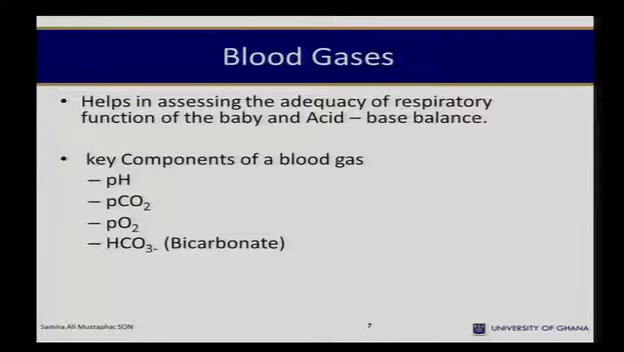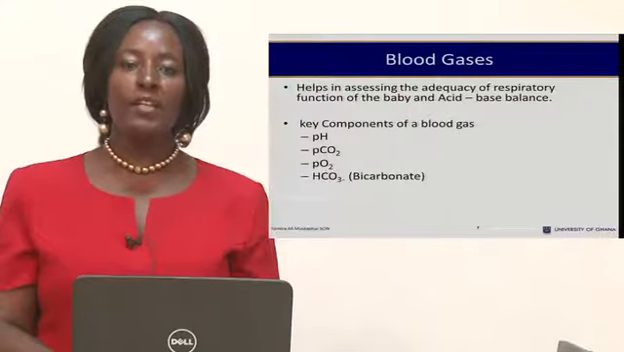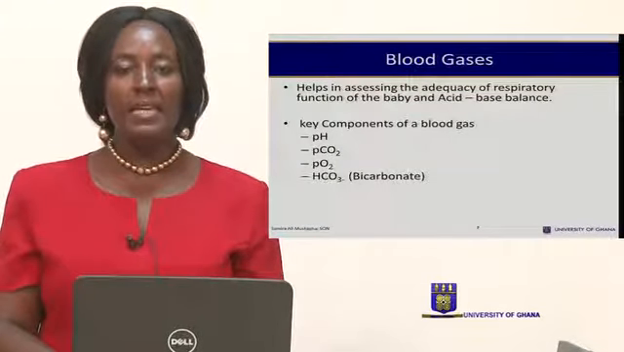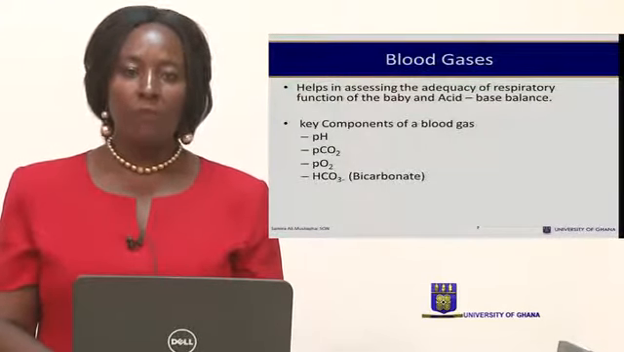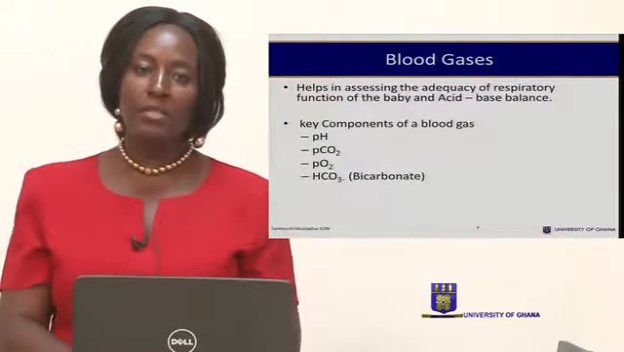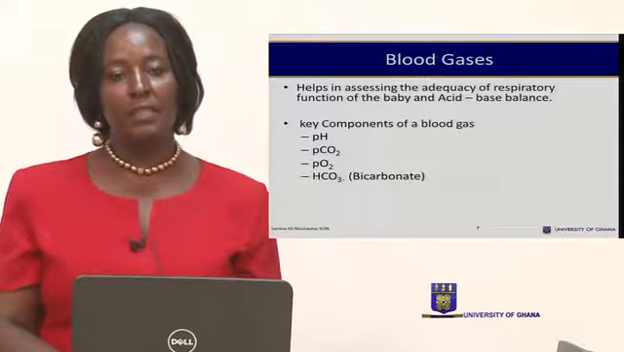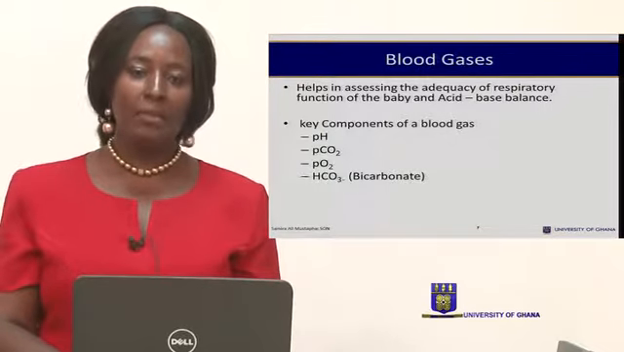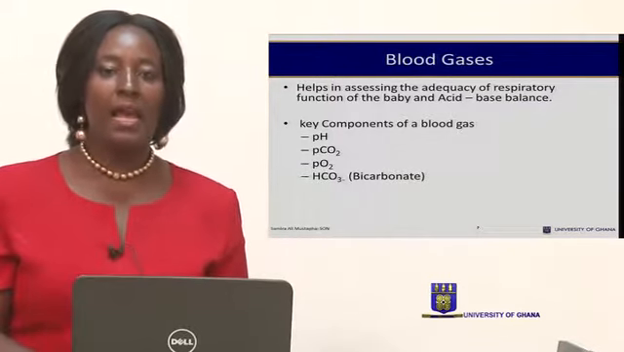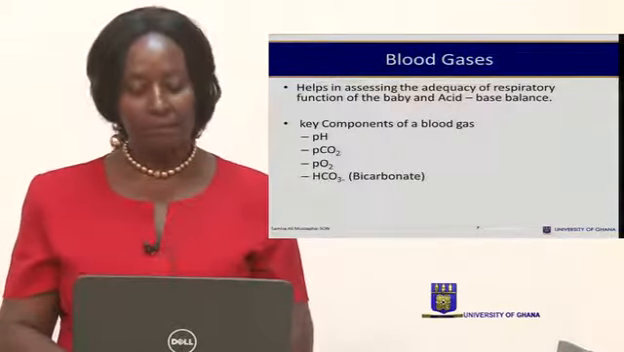Acid-base balance. When we talk about acid-base balance, it helps us to assess the adequacy of respiratory functions in the baby. So its key components of blood gases are the hydrogen ion concentration, which is the pH, the partial carbon dioxide concentration, the partial oxygen concentration, and the bicarbonate.